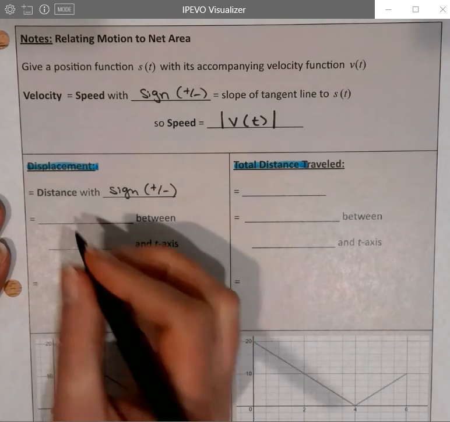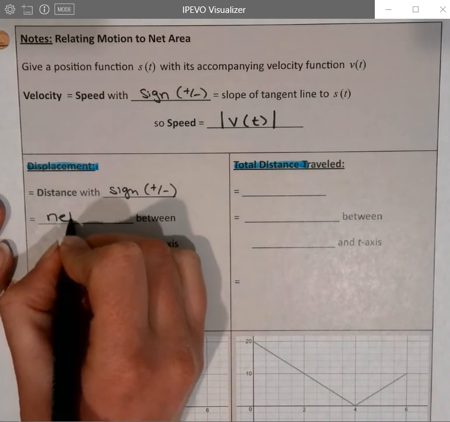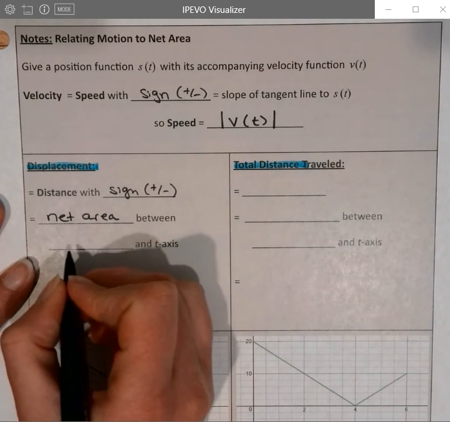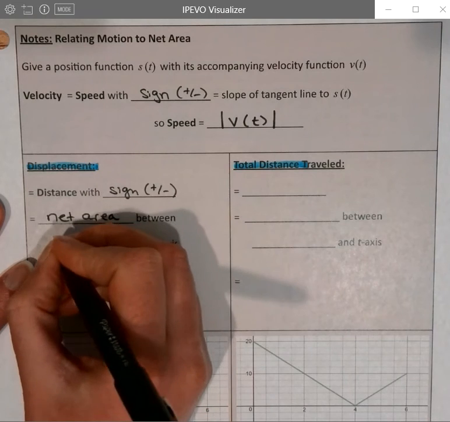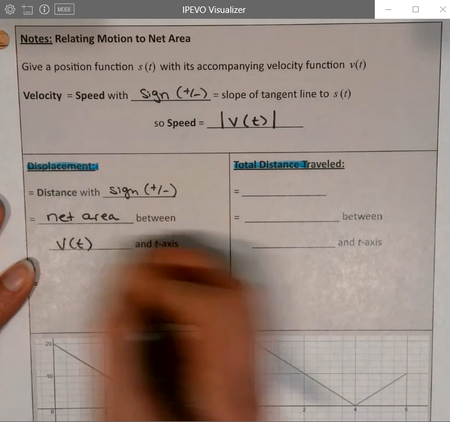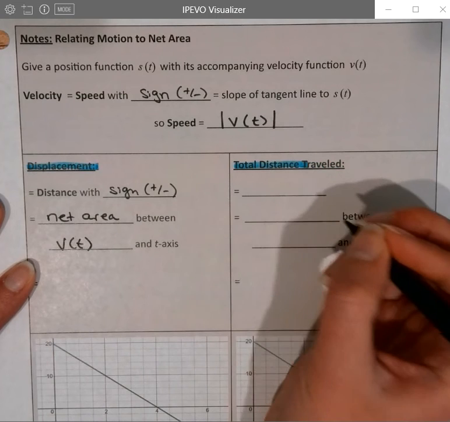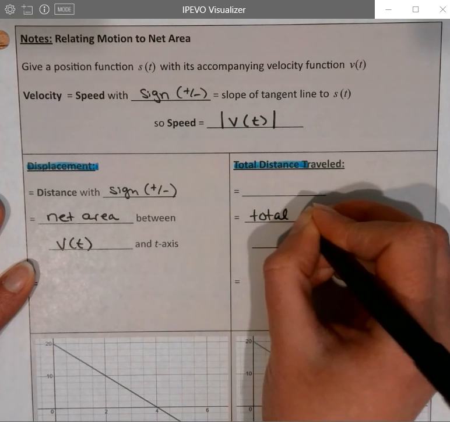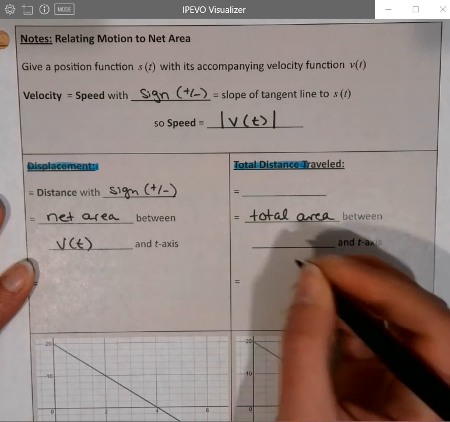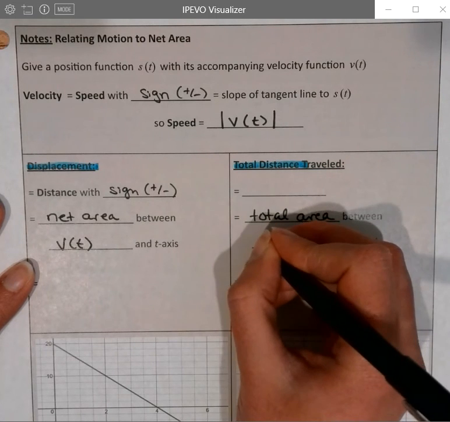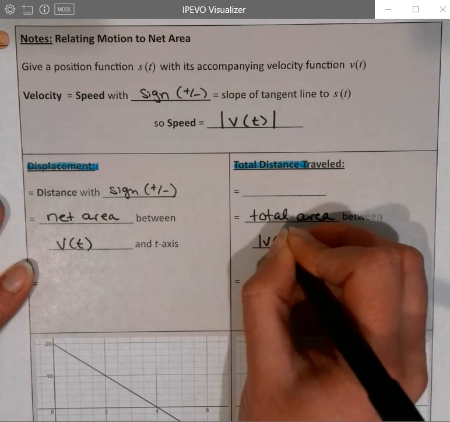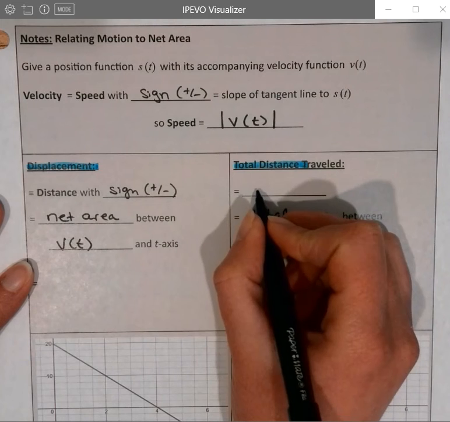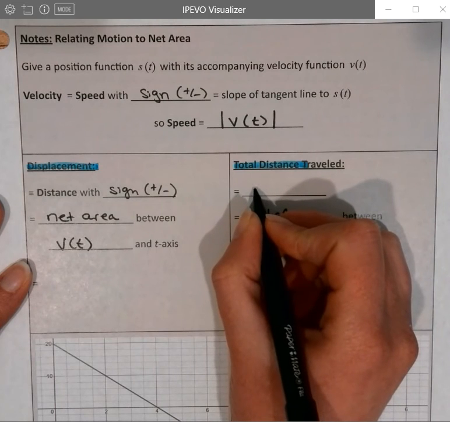So displacement is going to be our net area between the velocity function and the t-axis, and then our total distance is going to be the total area between the speed function and the t-axis. And so it's positive only, it's not signed, it's absolute value, so it's absolute.